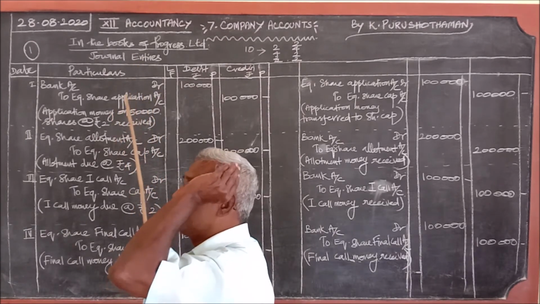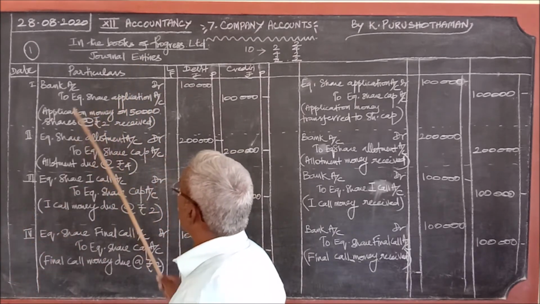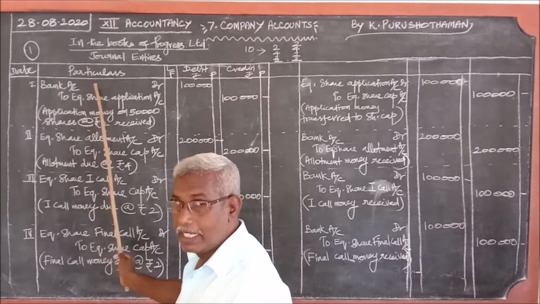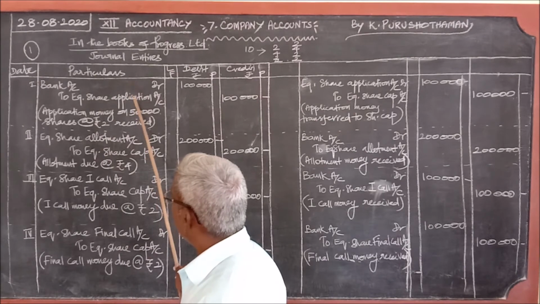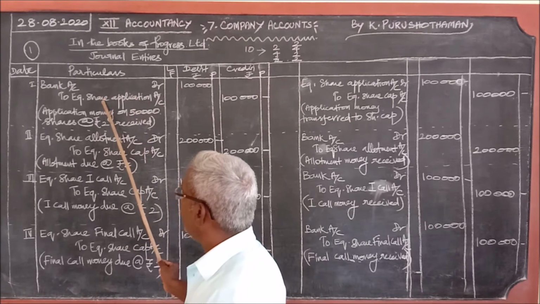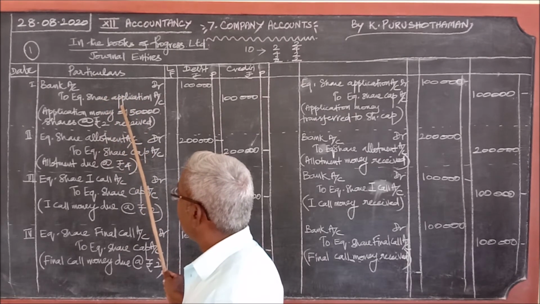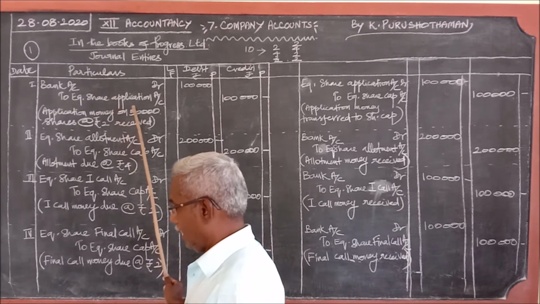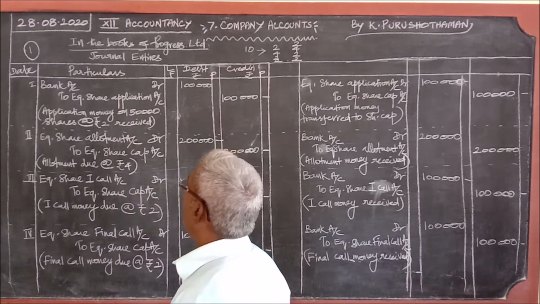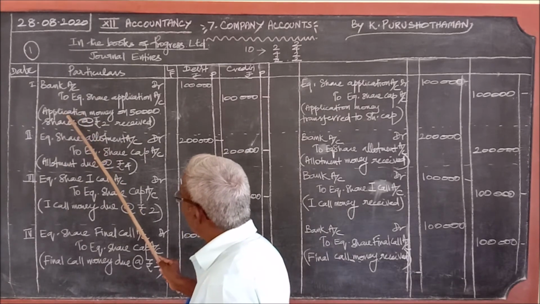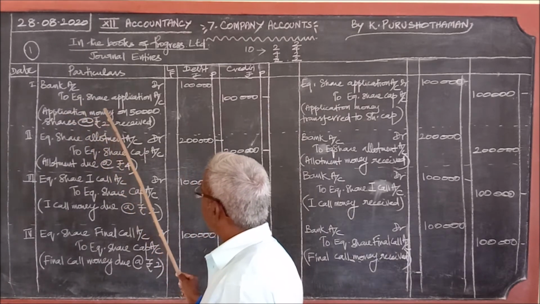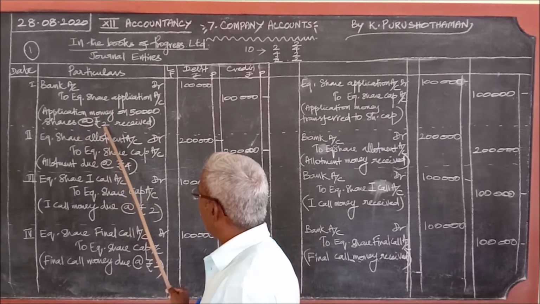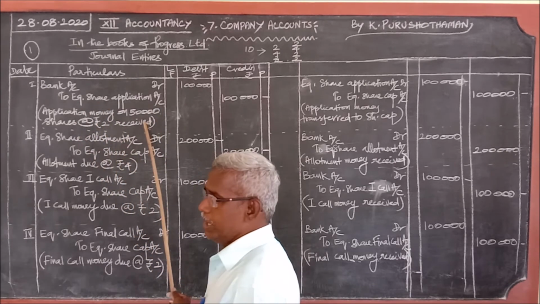When you apply, you must pay the money itself. So the bank is the receiver. Bank account debtor to share application account. What is it? This is the share application money. Therefore, bank account debtor to share application account. And this what I have written, you see, application money on 50,000 shares at the rate of ₹2 received.